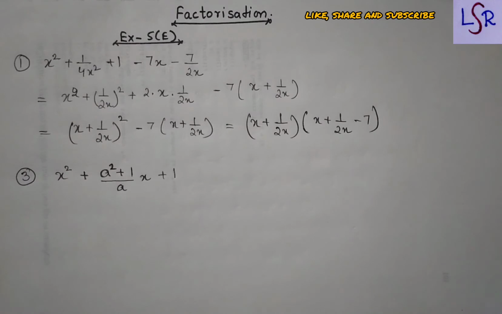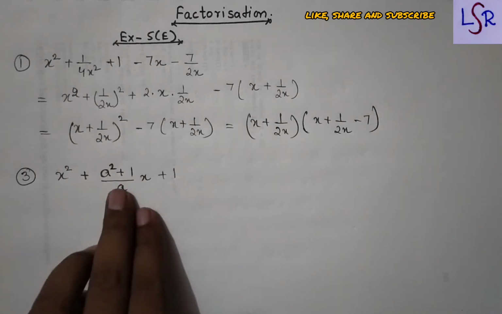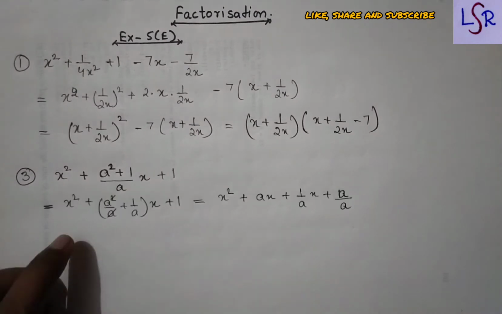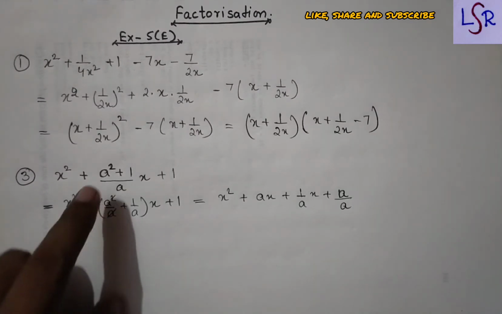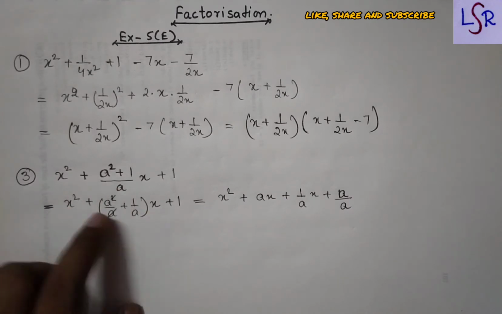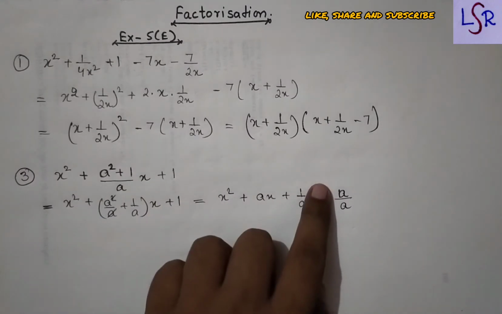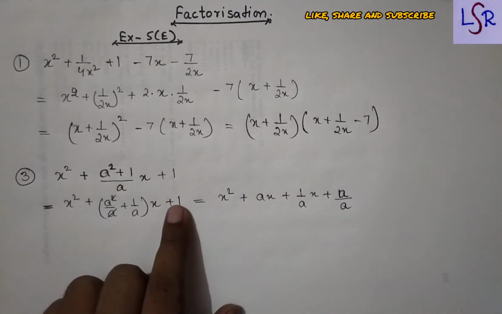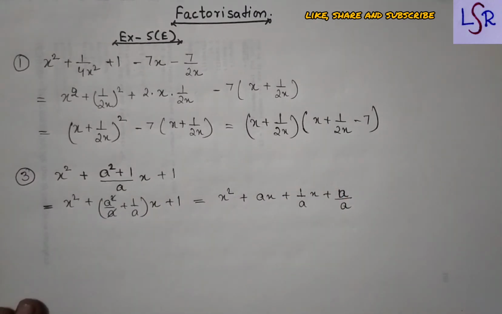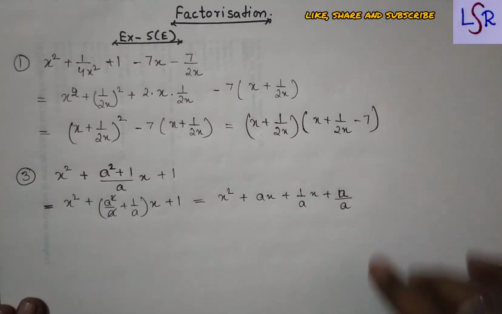In question number 3, we are having this with a common denominator. So we are going to just split it first of all. After splitting, we have written this one as a square upon a and 1 upon a. Here, a cancels this square and we are left with ax and 1 upon ax. Now this 1 can also be written as a upon a. We can cancel these two. So I have written in one step back, that is a upon a.